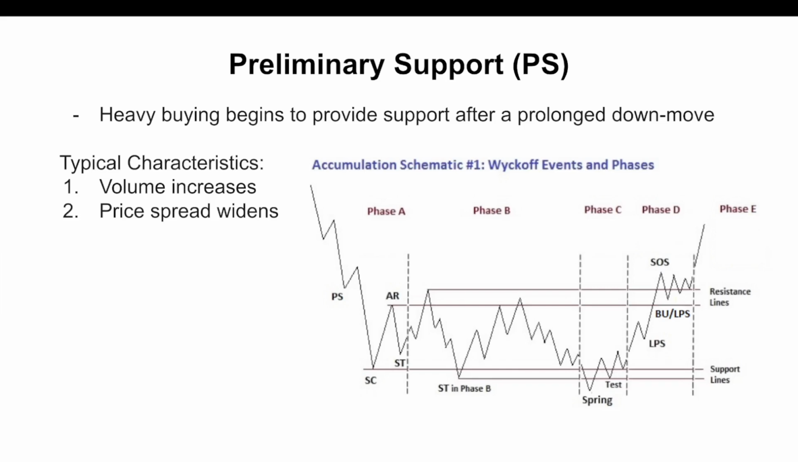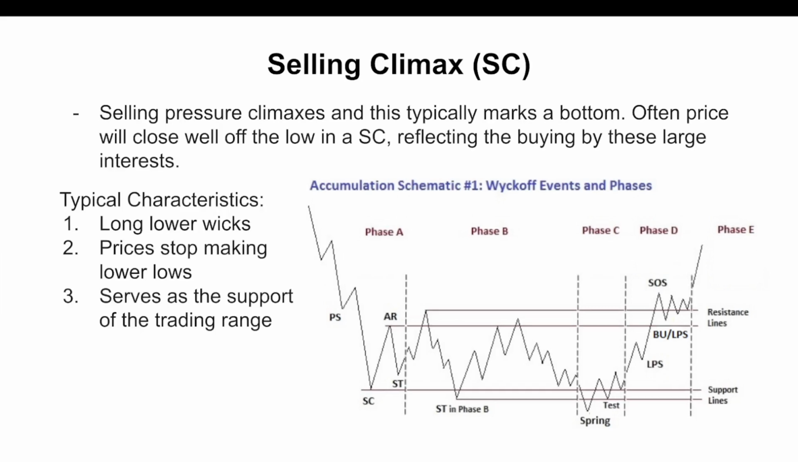After the preliminary support, we have the selling climax. This is the emotional low of the market. Panic selling reaches its peak and prices drop sharply, but smart money is buying heavily at this point. Look for long lower wicks, strong rebounds, and a close well above the day's lows. This point often sets the bottom of the trading range, right? The selling climax will form the bottom or the lower part of the trading range.